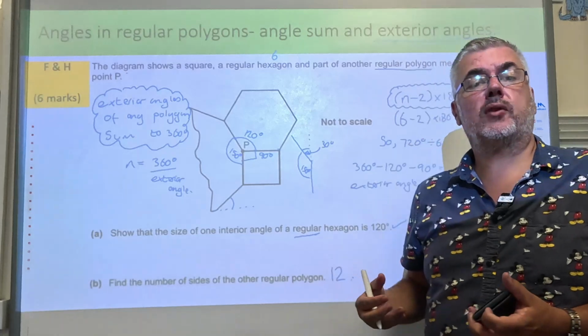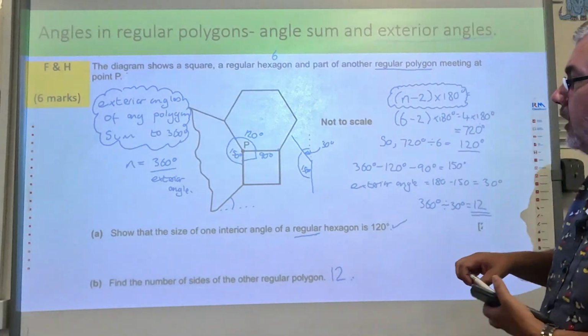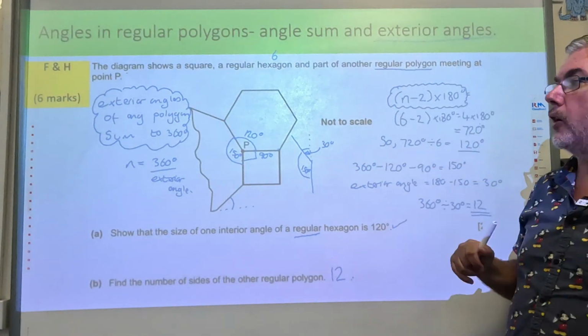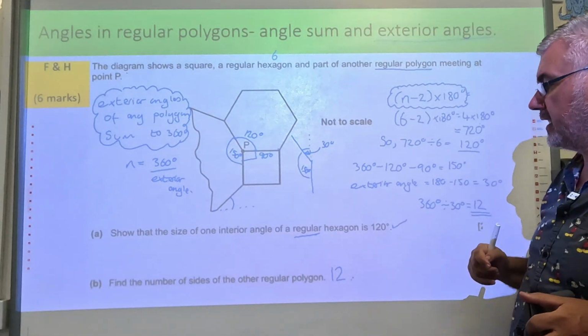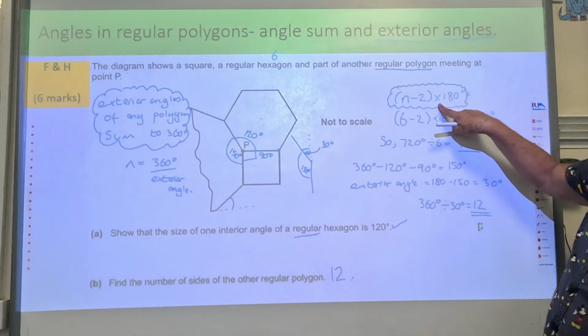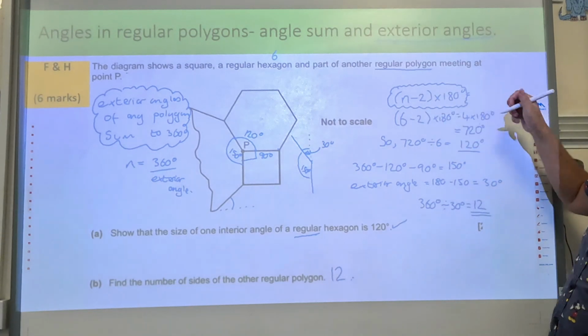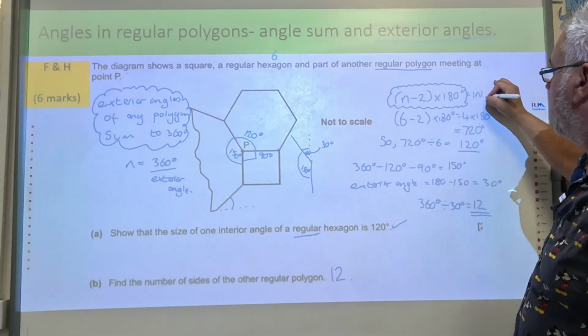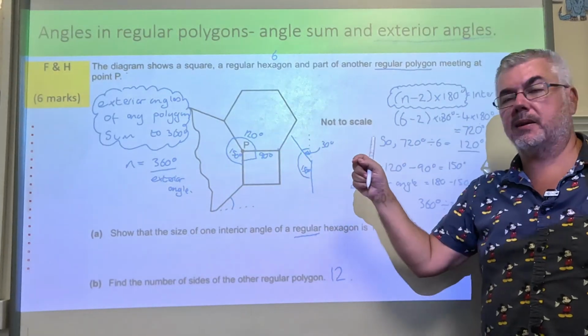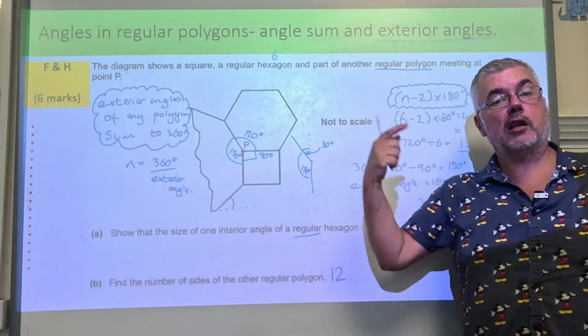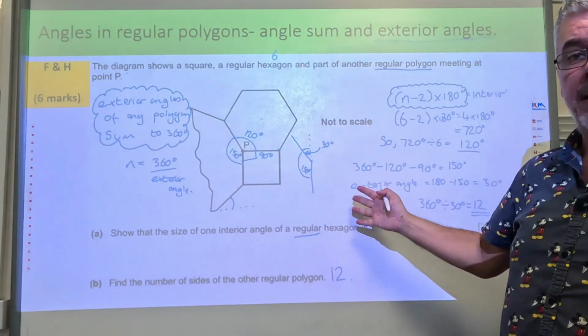Okay, much more difficult question than we've seen recently. Much more involved, quite a lot of work. This is the important fact. Exterior angles of any polygon must sum to 360. This is an important fact. Number of sides take away 2 times 180 gives me the sum of the interior angles. These are the 2 things you really must know to answer this type of question. A lot of thought, a lot of logic. I hope that makes sense.